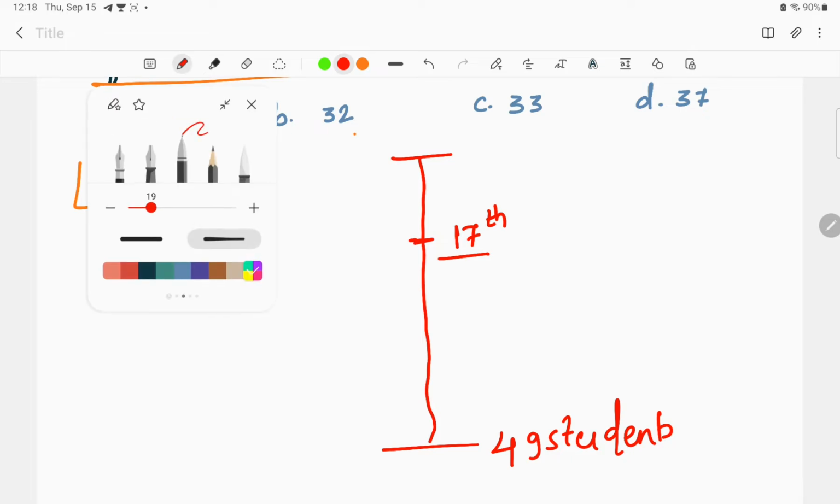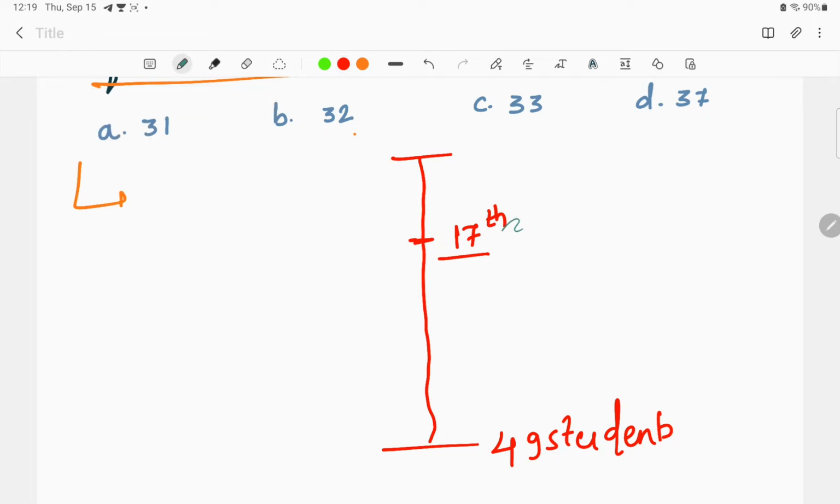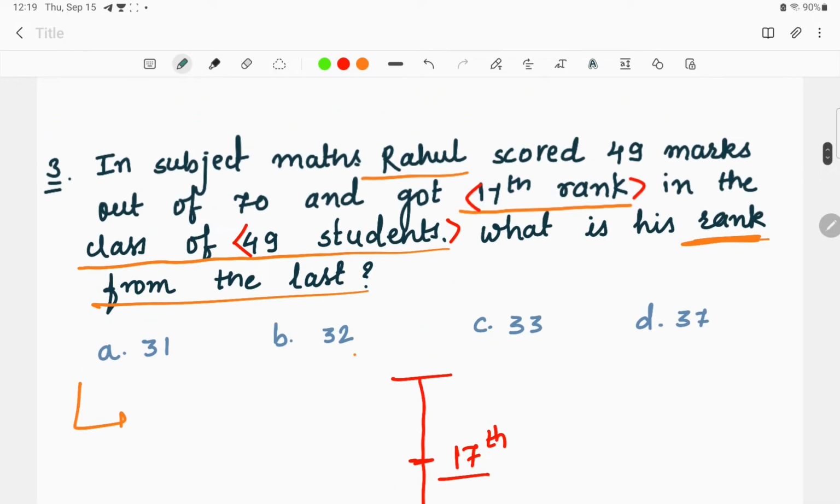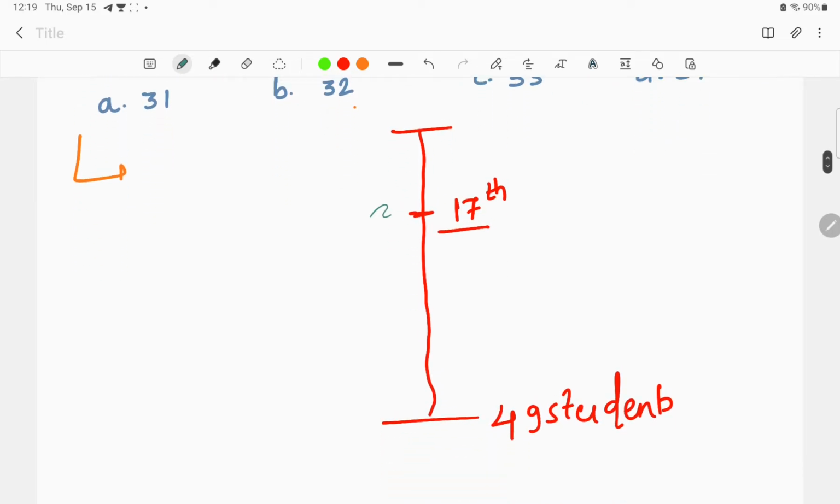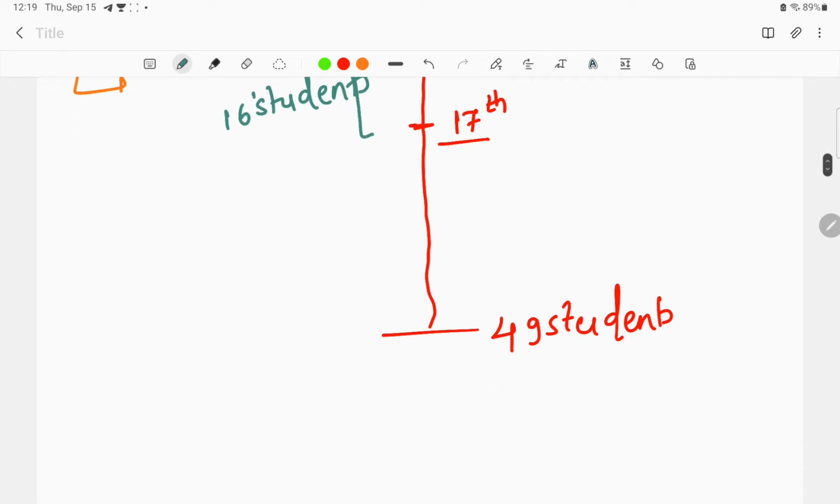Now the second thing we can derive is how many students are there before Rahul. Before him there are 16 students, right? So if we have to find the position of Rahul from the bottom, what we can do is 49 students, that is total students, minus the 16 students that are ranked above Rahul, right?